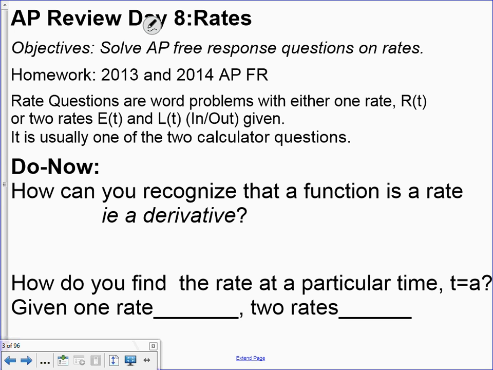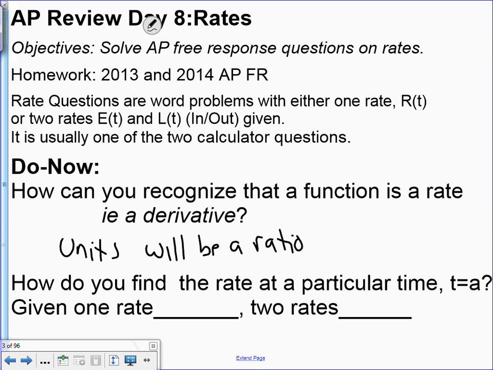Something over something. So one of the big clues that a word problem is a rate problem is that they're going to give you functions, but the units are going to look like ratios. They will be rates. So the unit will be a ratio. It might be feet per second. It might be people per square mile. It's something over something else.